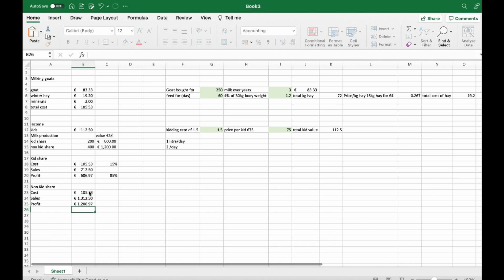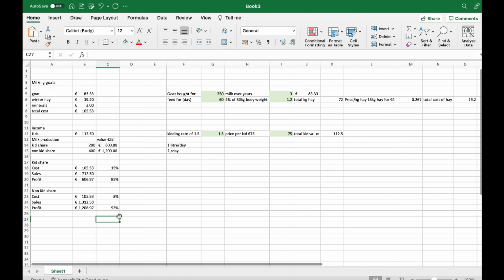And now you can see why most farmers, let it be all dairy cows or goats, would take the kids away from the mamas. So this is equal to this divided by this. Look at the difference it makes there. Percent, we go from 15% down to 8 on our costs, and our profit's going to go up to 92%. So that's how these numbers are looking good.